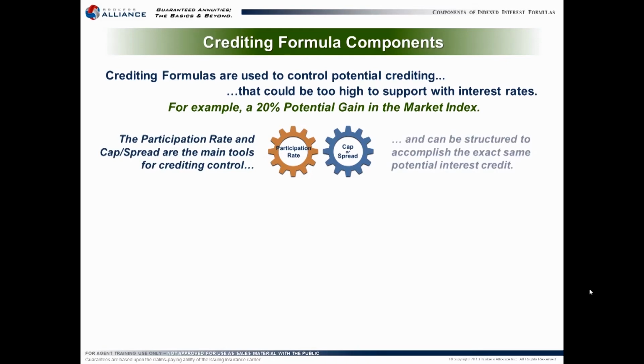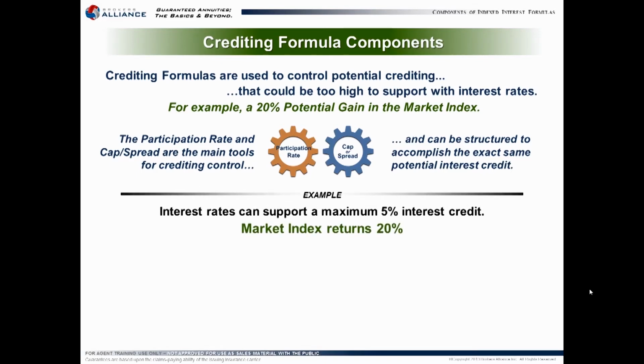So the main tools for this interest crediting control, if you will, are the participation rate and the cap or a spread. Depending on how they want to put these things together, we can accomplish the exact same potential interest credit by putting different combinations of these together. That's what you commonly see when you're comparing one product to another. So let's look at an example. Let's assume that based upon some actuarial and financial projections, interest rates can support a maximum of a 5% interest credit, over a 1-year crediting period.